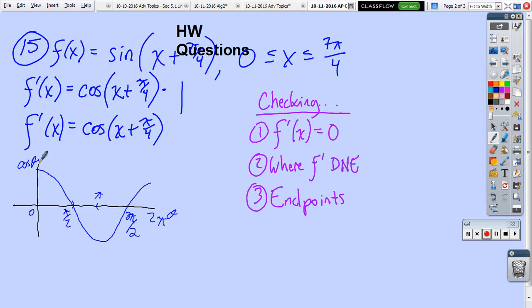Pi over 2. Well, because I know, for example, that the cosine of pi over 2 equals 0. So I'm going to let this be pi over 2 and see what x would satisfy that. Right? I mean, that works. I just would never think to do that.